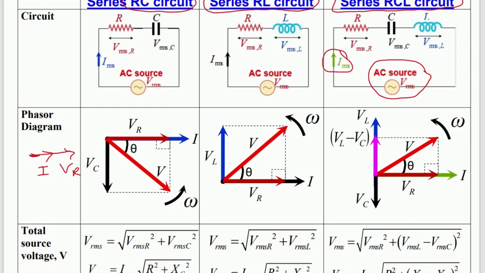This is the phasor diagram for the pure resistor, and then we combine it with the phasor diagram for the pure capacitor. As we know, for the capacitor, current leads voltage. So this is the current, and this is the voltage here, VC, the voltage across the capacitor. Then we combine both. We add the phasor diagram for the pure resistor with the phasor diagram for the pure capacitor.